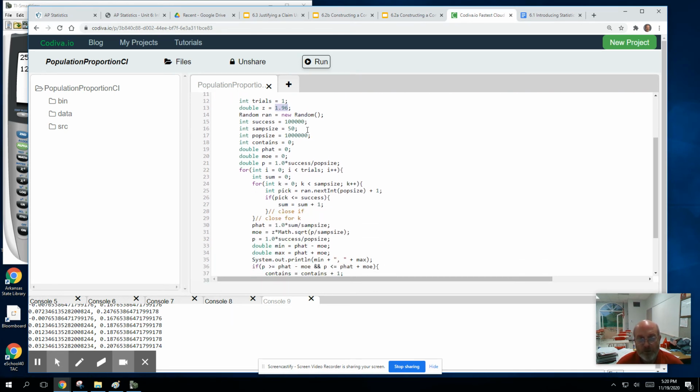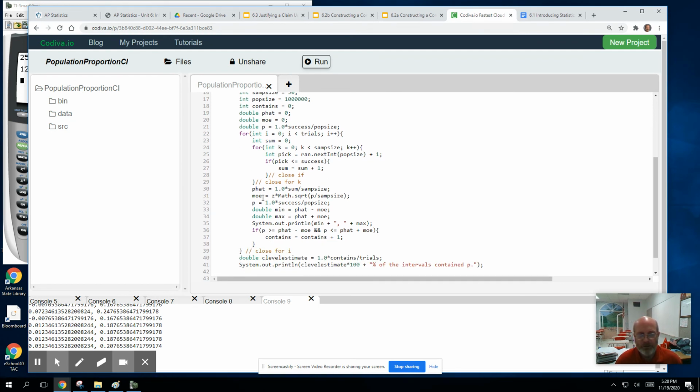It's going to take a population of 1 million elements, and 100,000 of them are going to have the characteristic that we're looking to measure the proportion of. We're going to do a sample size of 50 just because that makes nice numbers to deal with. It's going to run however many trials I tell it up here, and construct that many confidence intervals.